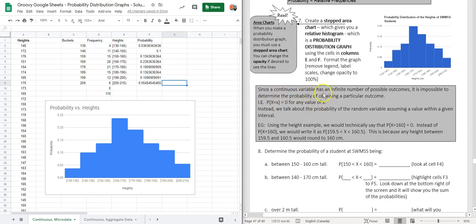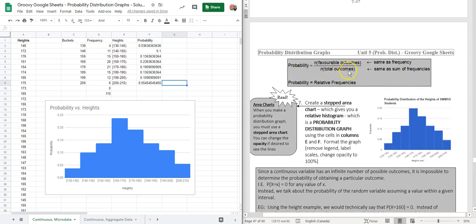Now, since a continuous variable has an infinite number of possible outcomes, that's the whole point of this being continuous, it is impossible to determine the probability of obtaining a particular outcome. So the probability of obtaining a particular outcome is equal to 0 for any value of x, because the whole idea is what's the probability that a person is exactly 140 centimeters? Well, since there's an infinite number of possibilities, the total number of outcomes is infinite, so it doesn't matter what goes on the top. If the bottom is basically infinite, it's going to make the probability equal to 0.